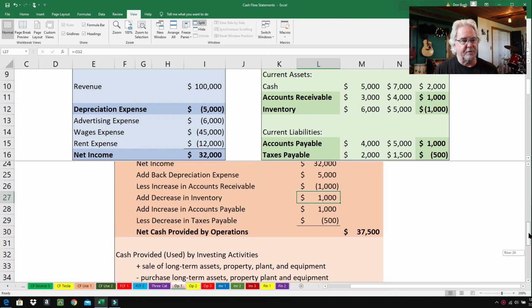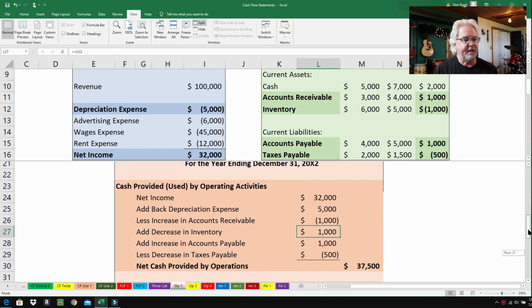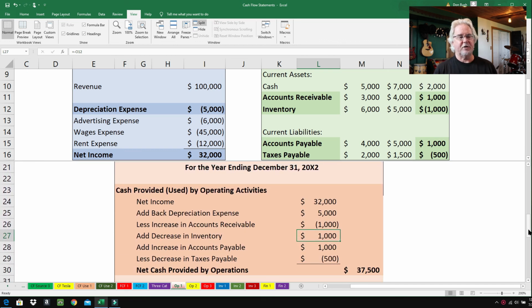So folks, this is your very first introduction to how to do the cash flow statement. It's a little tricky at first, but with a little practice, you get the hang of it, and it's really not that hard.